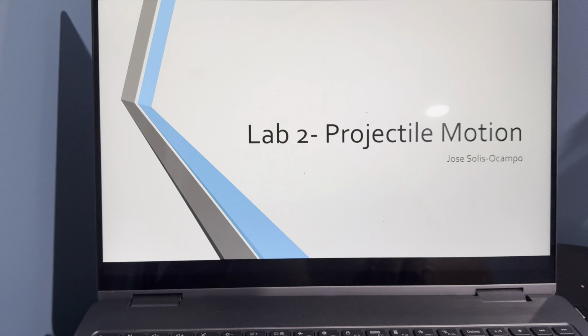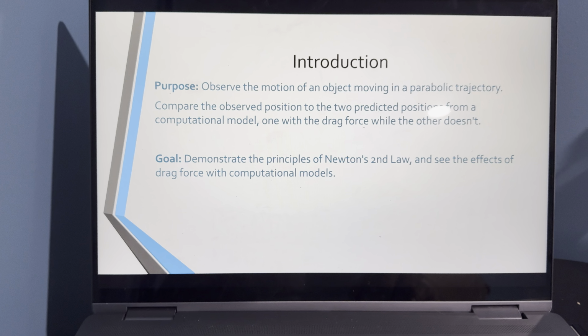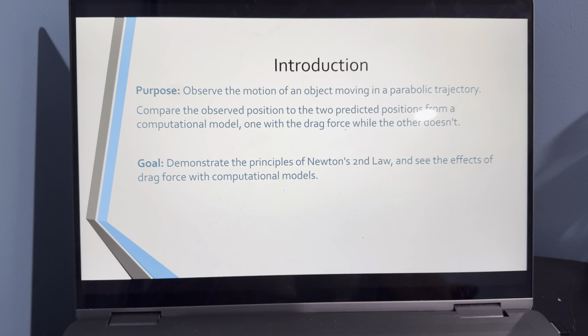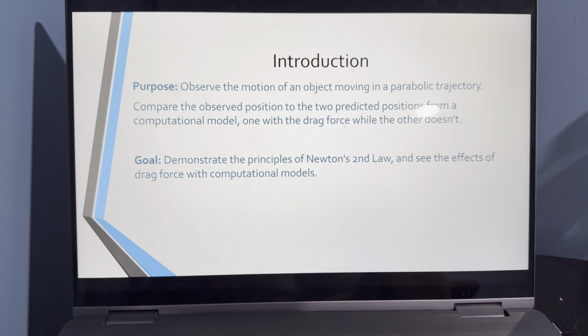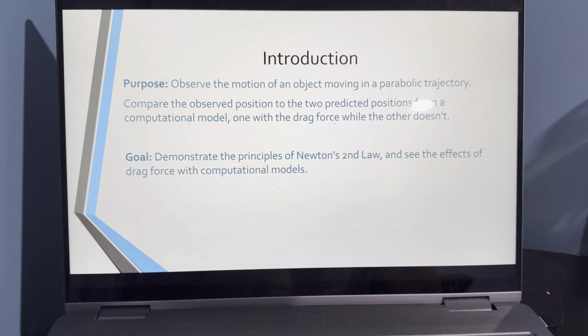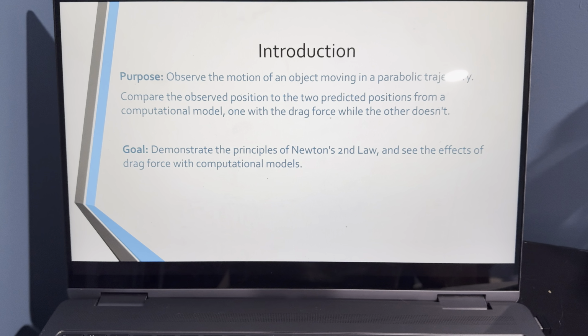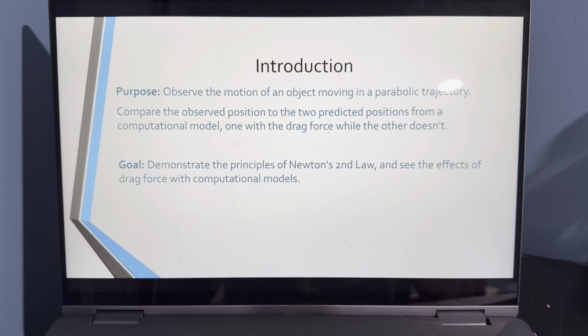Okay, Jose Solis-Ocampo, Lab 2, Projectile Motion. So, for introduction, the purpose of this lab is to observe the motion of an object moving in a parabolic trajectory and compare the observed position to the two predicted positions from a computational model, one with the drag force while the other doesn't have a drag force.